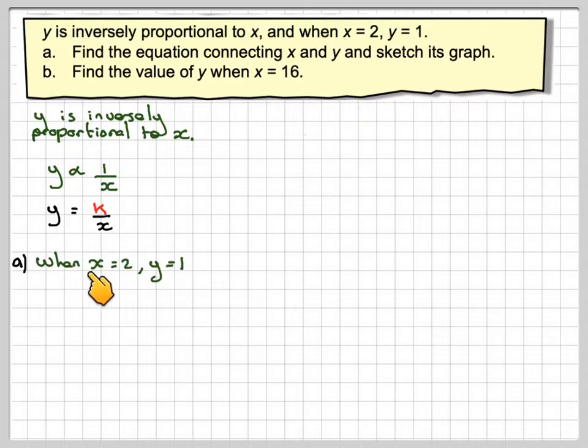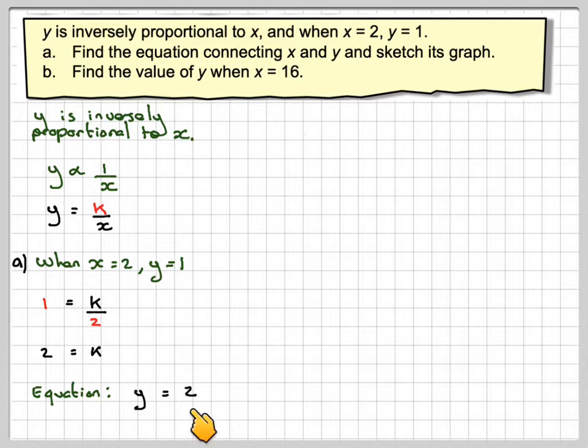So when x is equal to 2, y is equal to 1, then we can find the value of k by substituting 1 is equal to k over 2, and that gives me the value that k must be equal to 2. So my equation must be y is equal to 2 over x.